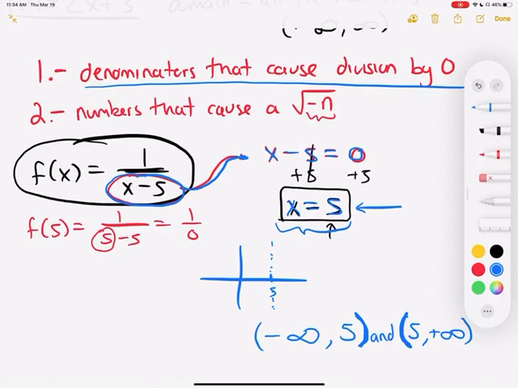If you substitute 5 in the function, what happens? You get a division by 0, which means it does not have a correspondence in the graph.